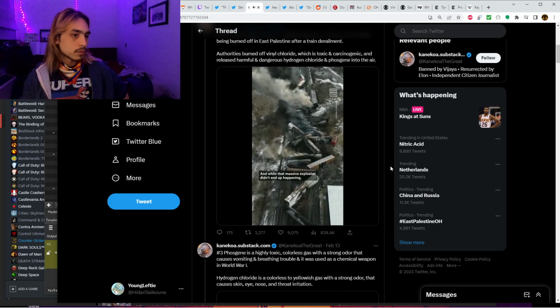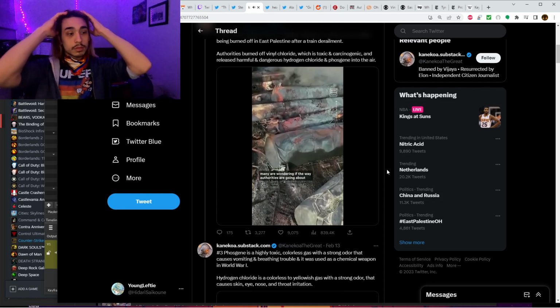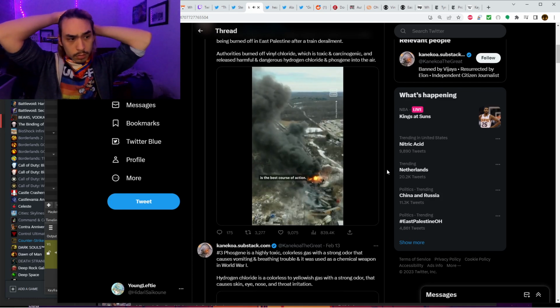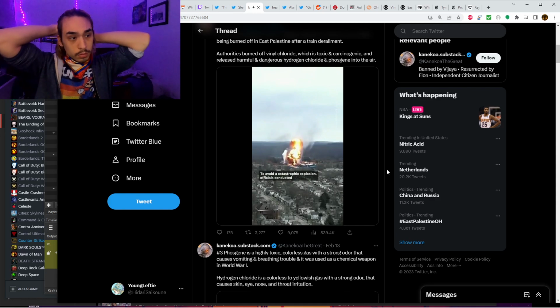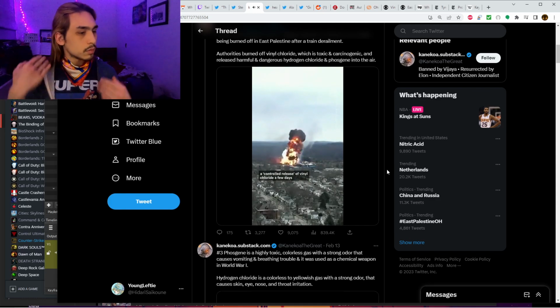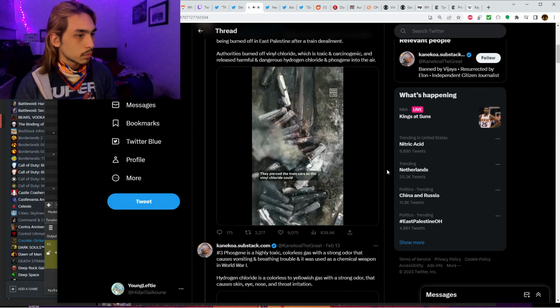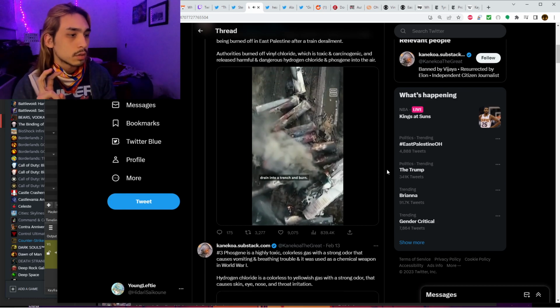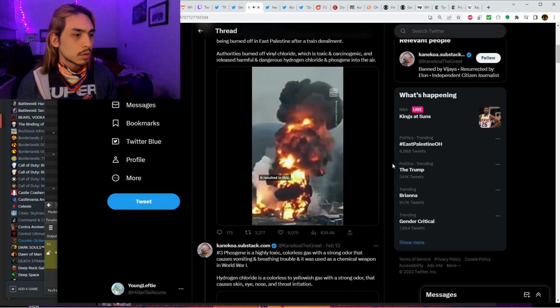massive explosion didn't end up happening, many are wondering if the way authorities are going about mitigating the incident is the best course of action. To avoid a catastrophic explosion, officials conducted a controlled release of vinyl chloride a few days after the derailment. They pierced the Controlled train car so the release. vinyl chloride could drain into a trench and burn. It resulted in this. Authorities.